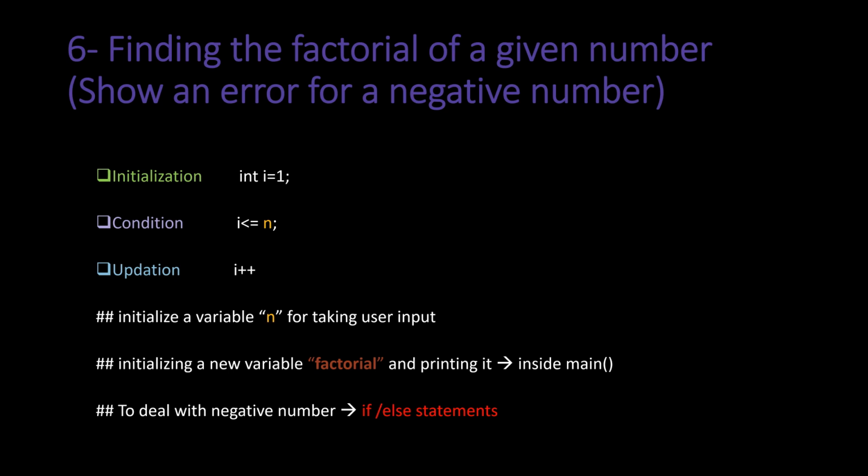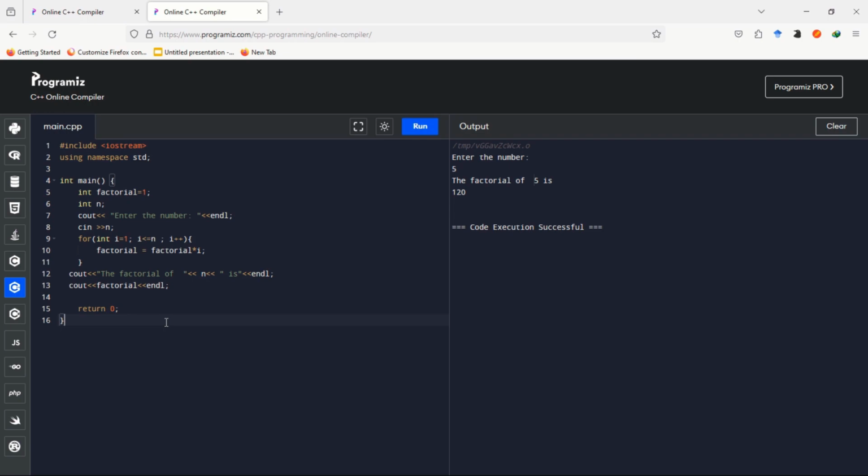Our sixth example is almost similar to fifth one, but it must show an error message when a negative number is entered. So to deal with that negative numbers, we will use if and else statements. Let's try it in Programiz. So this is our previous code, and if I execute this thing again, it is asking again the number. So if I put a negative number, then it shows that the factorial of -5 is 1, which is not true. So to improve this thing, to deal with negative numbers, we can use if and else statement.